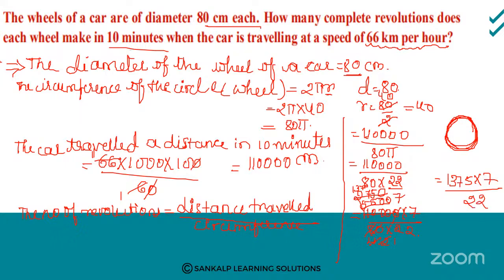So if you do the calculation of 1375 into 7 divided by 22, you will get 437.5. Okay, 437.5. So when you multiply by 10, then you will get 4375. This is the number of revolutions, 4375. Yes, understood? Shall we move to the next question?